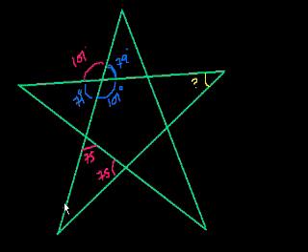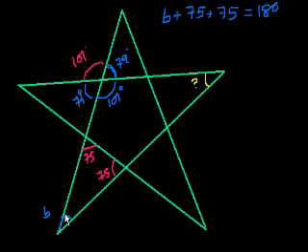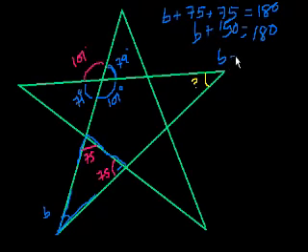Because it's supplementary, we could figure out this angle. We could also figure out this angle, because we see this triangle right here. This angle plus 75 is going to equal 180, right? So let's call this angle B. B for blue. So B plus 75 is going to equal 180, right? And I'm just using this triangle right here. So B plus 150 is equal to 180, or B is equal to 30 degrees. So we were able to figure this out.